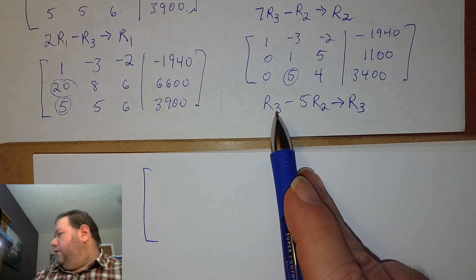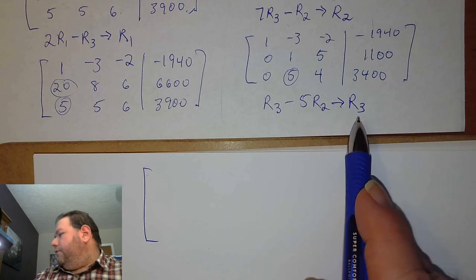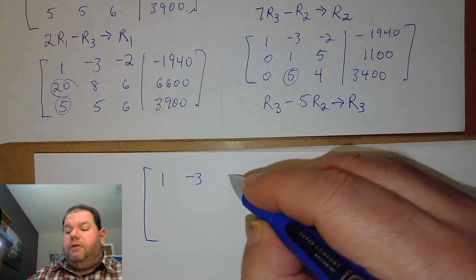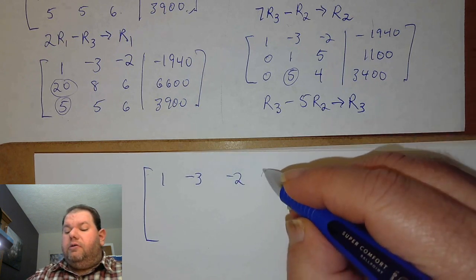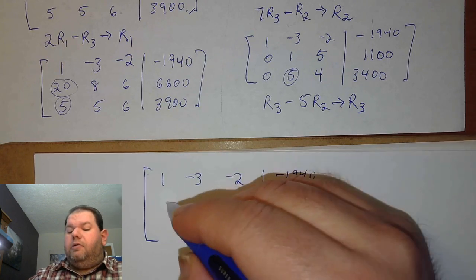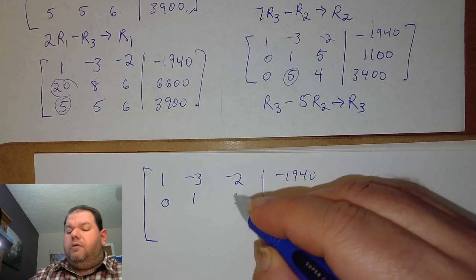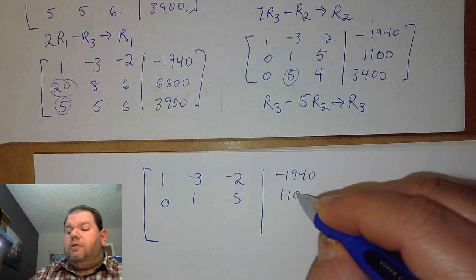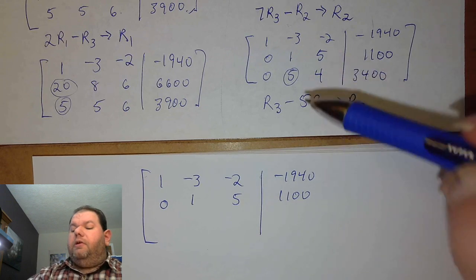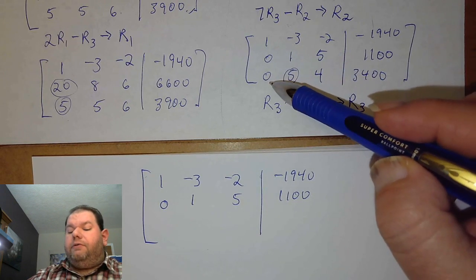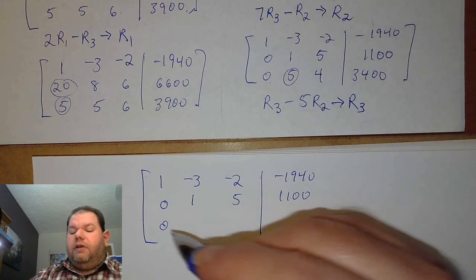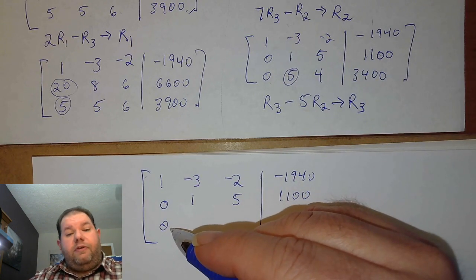So row 3 minus 5 row 2, replace row 3. That means we're not changing either of the first 2 rows. Okay, so row 3 minus 5 row 2. So 0 minus 5 times 0, 0 minus 0. It's kind of a formality, but we want to make sure that's still 0.